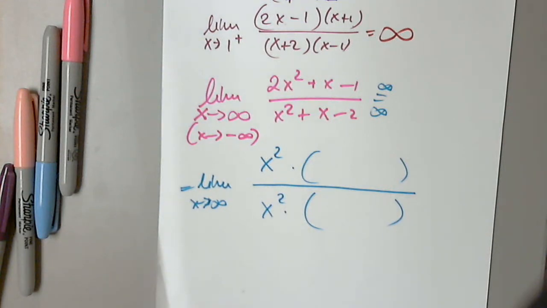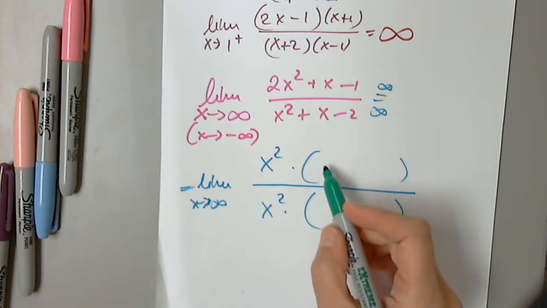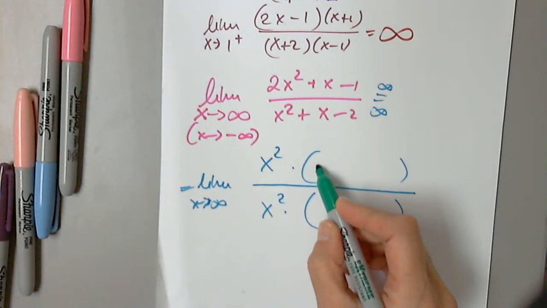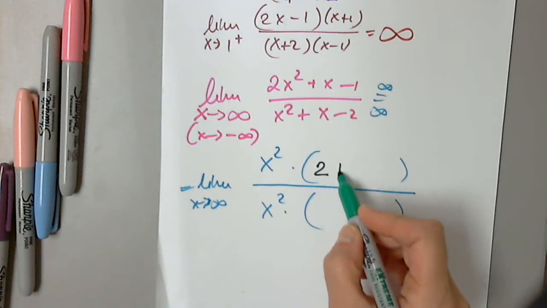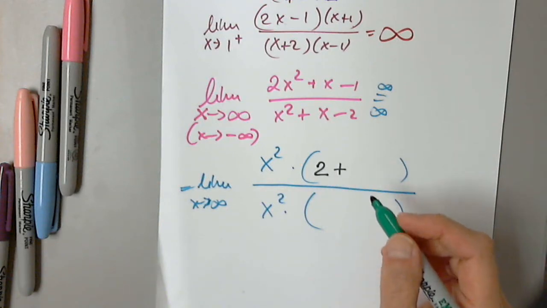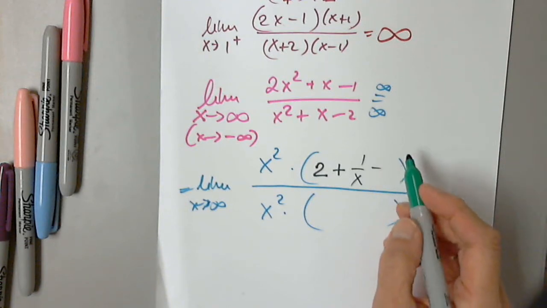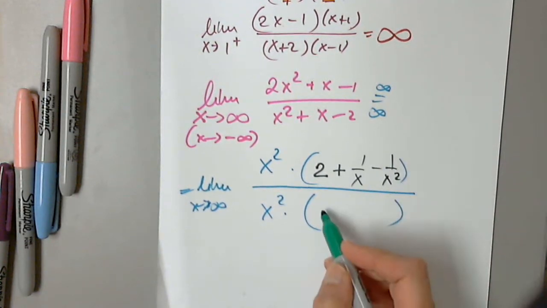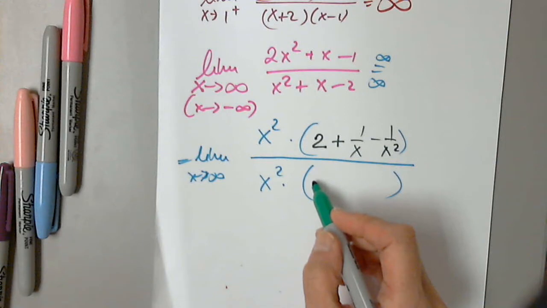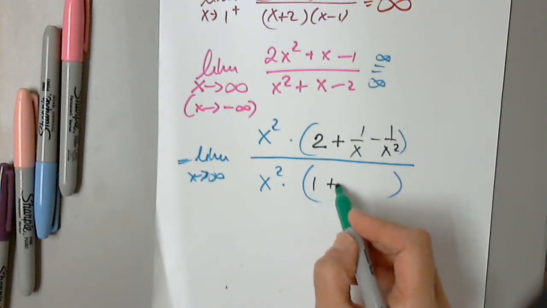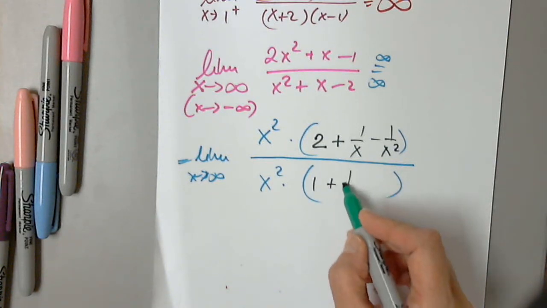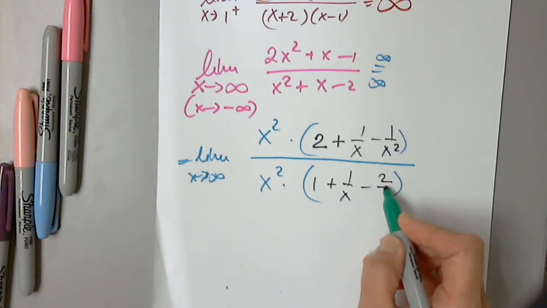We need 3 terms in parentheses. And they are x to the 1. 2 plus 1 over x. Yes? Awesome. And then? 1. Perfect. 1 over x. Perfect. Minus 2 over x squared.